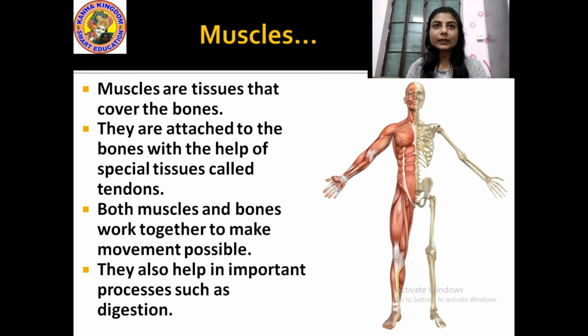They are attached to the bone with the help of a special tissue called tendons. Tendons attach the bones and muscles together. Both muscles and bones work together to make movement possible. With the help of these bones and muscles, we are able to move our body.